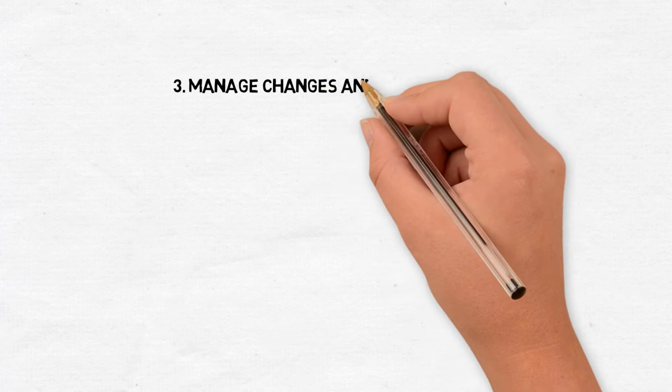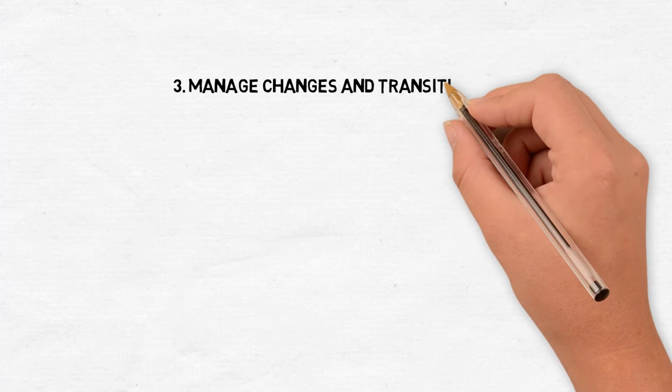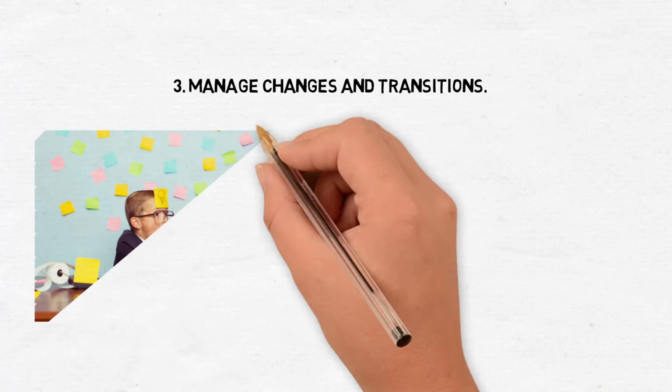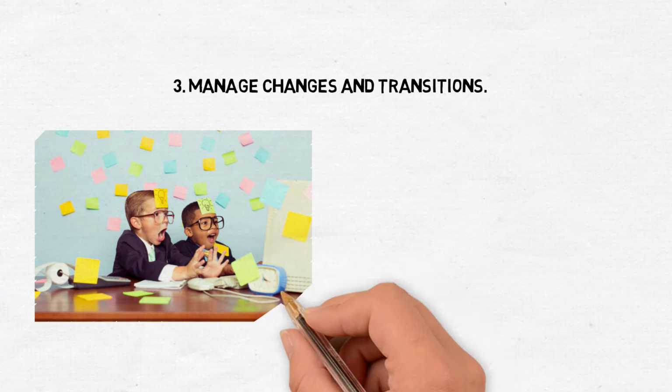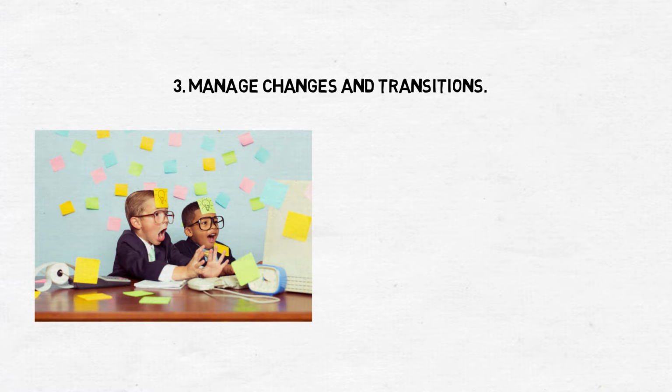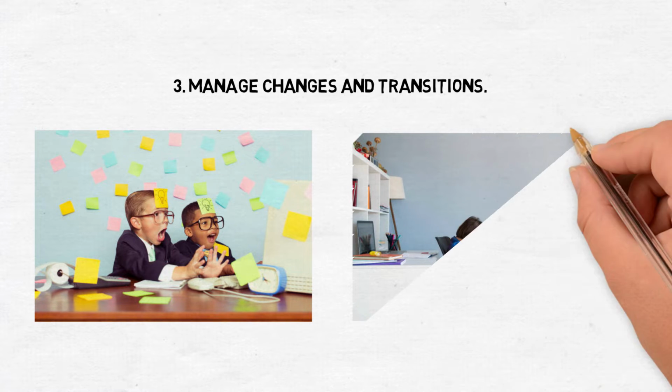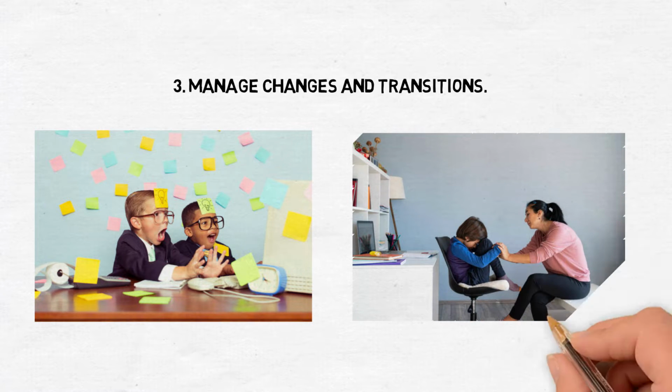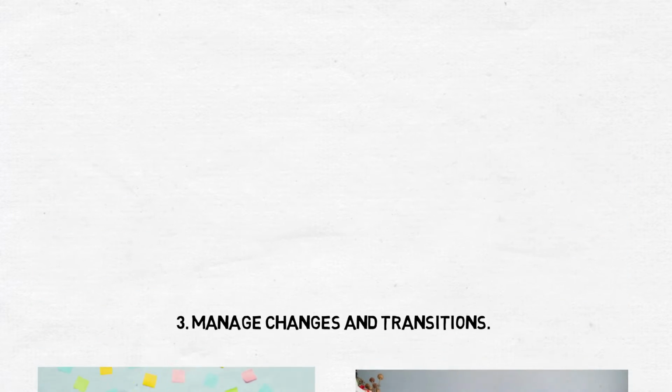Changes and transitions can be very hard for autistic children because their routine is so important to their comfort. Changes in school are often unavoidable and even necessary. But the good news is that you can help an autistic child feel less anxious about them by preparing them ahead of time using pictures and explanations.